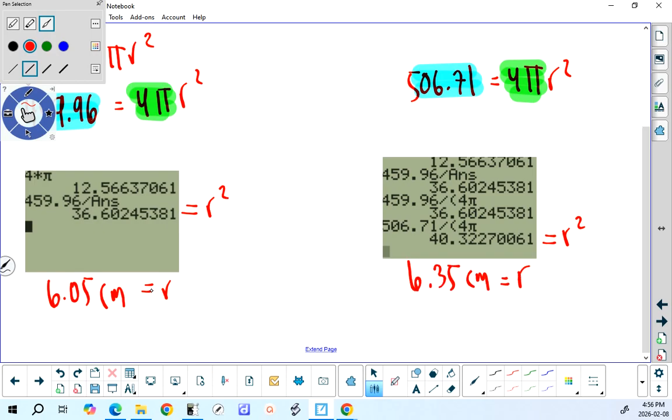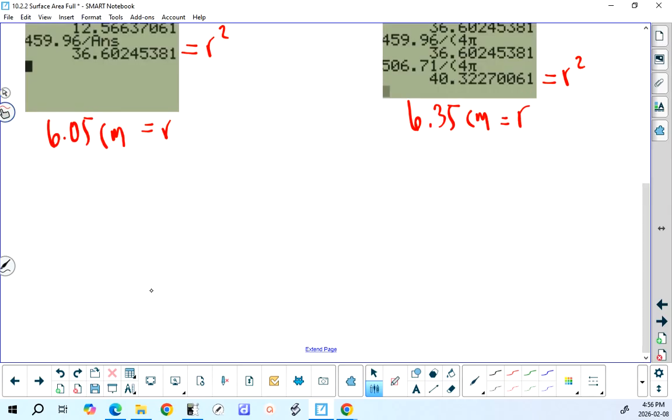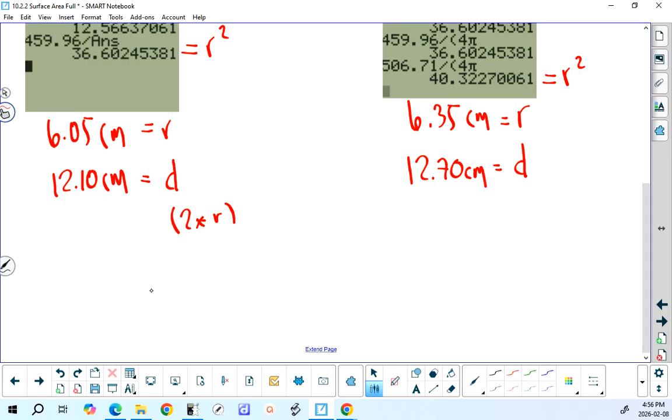And don't forget, this is R. We were actually asked for the variation in the diameter. So the diameter is 2 times the radius. So the diameter will be 12.10 centimeters for this one. And the diameter, I'm just doubling the radius, will be 12.70 centimeters for this one. So there's your variation from 12.1 centimeters to 12.7 centimeters.